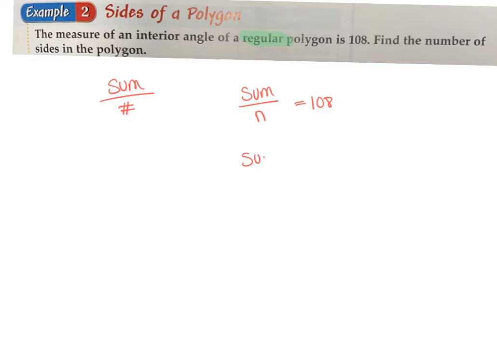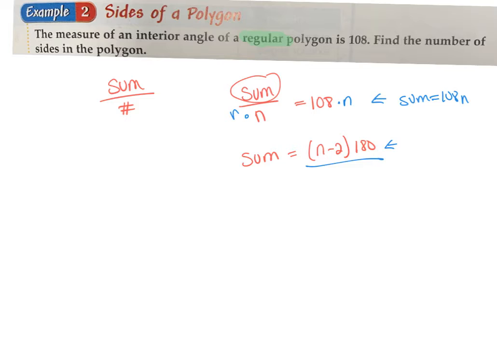Well, my sum, we just said, is n minus 2, the number of sides, times 180, right? So far, so good? All right, so here's what I need to do then. If I want to get the sum by itself here, I'm going to multiply 108 by what? This n. So n will give me the sum. So up here, the sum equals 108 times n. Here, the sum equals n minus 2 times 180.